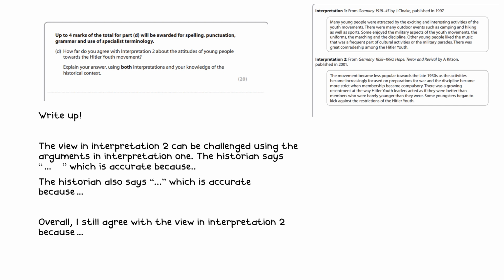Now you need a conclusion, which goes back to that question again. So the question is, how far do you agree with interpretation 2 about the attitudes of young people towards the Hitler Youth movement? So you're going to write, overall, I still agree with the view in interpretation 2 because, and you're going to give a reason as to why that interpretation is more convincing to you than interpretation 1.